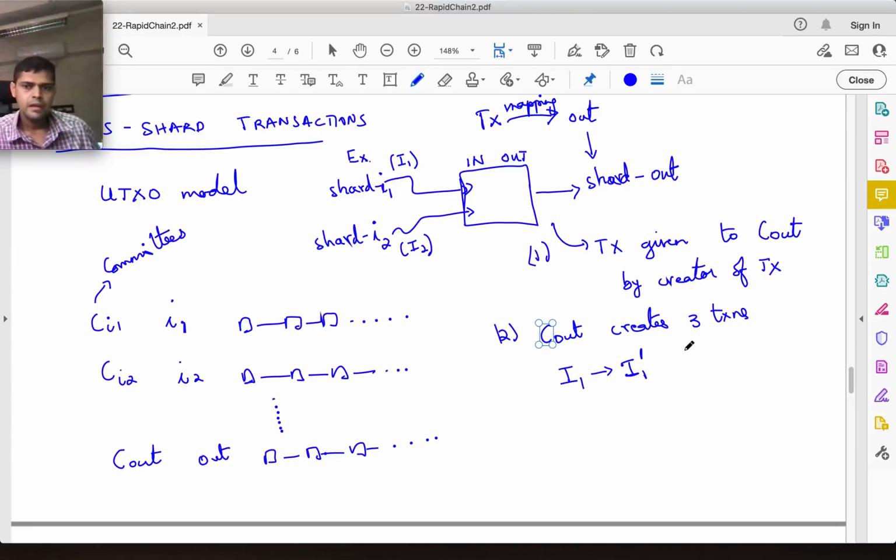Okay, and this is sent to the committee in which, let's say, this particular input is located. So it is sent to CI1 and it creates another transaction, I2 to I2 dash, and this is sent to CI2.